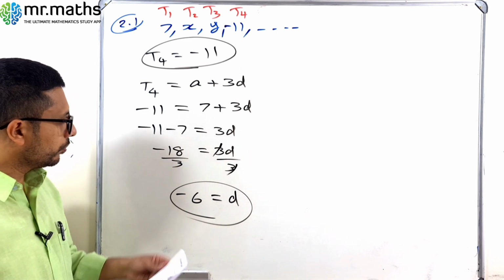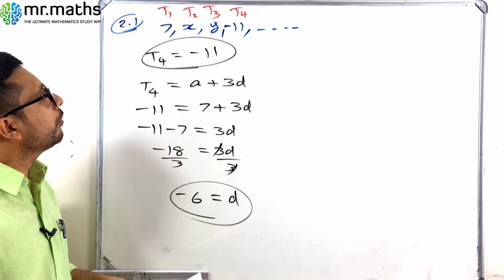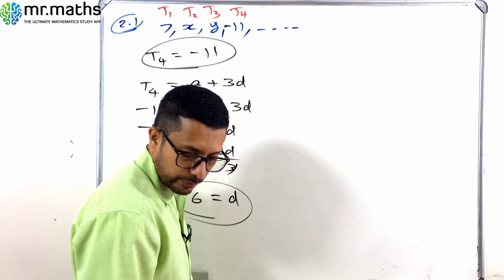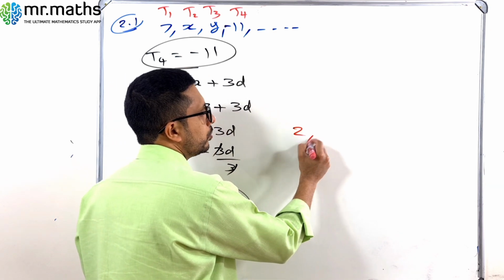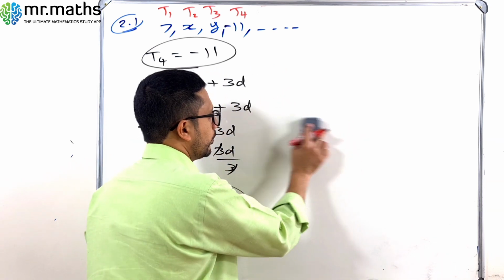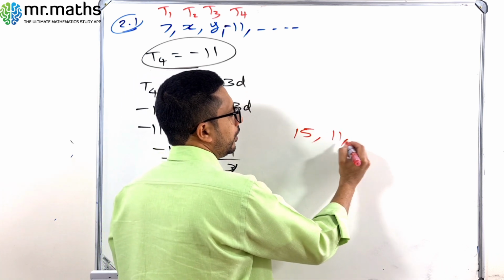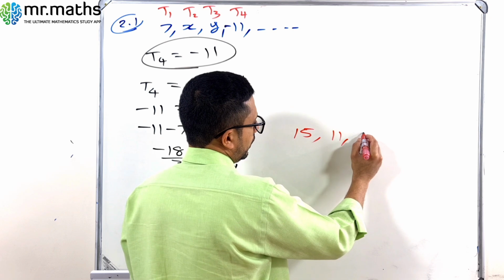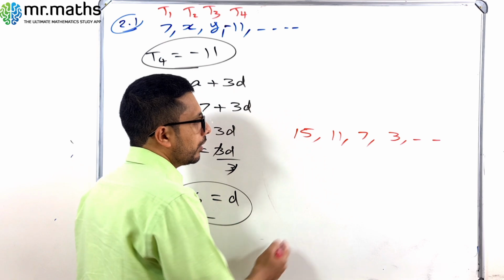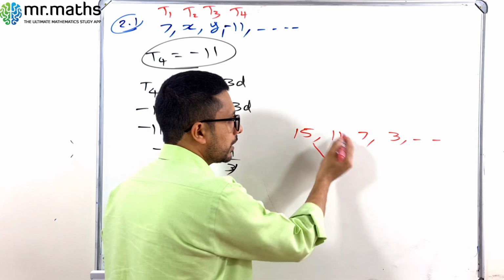So here now we have to find the values of x and y. That is our question, am I right? So how to find the values of x and y here? Now look at this one, guys. For another example, let me write it here. Let's say 15, 11, then 7, 3, etc. What is the common difference? 11 minus 15. Don't subtract 15 minus 11. What is 11 minus 15?